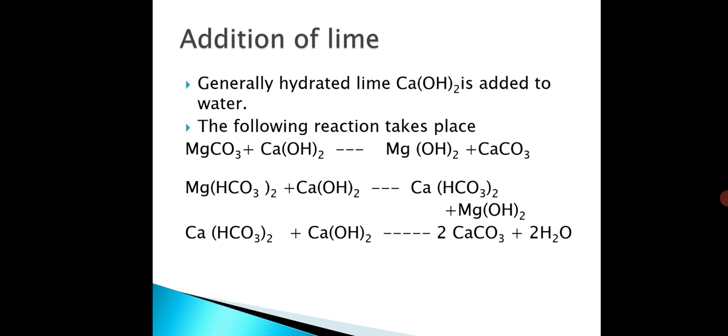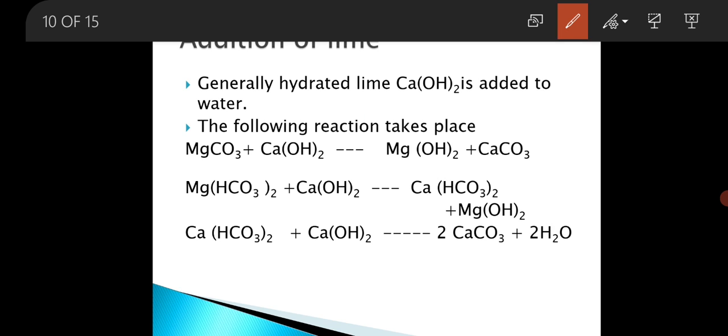The second one is addition of lime. Here you can see the following reaction. The lime is generally added in the form of hydrated lime, that is Ca(OH)2. When magnesium carbonate reacts with hydrated lime, it will form magnesium hydroxide, which is insoluble and settles down, and it will form CaCO3, that is calcium carbonate, which is again insoluble.